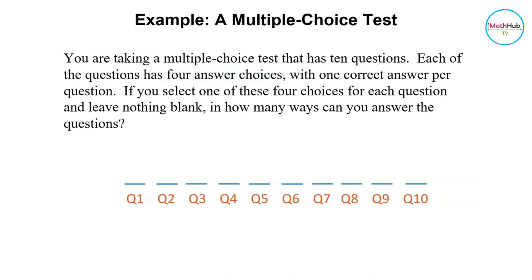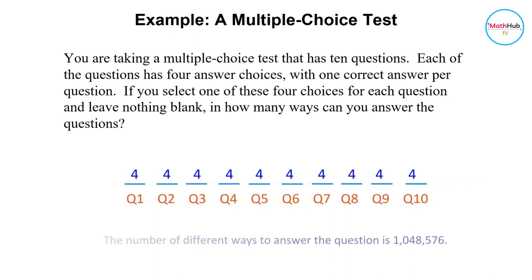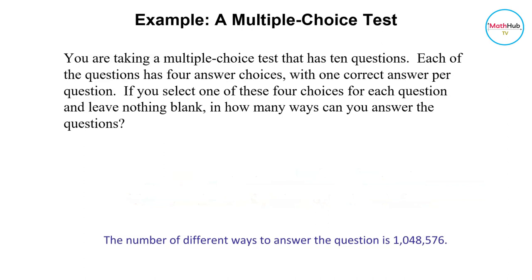Applying the fundamental counting principle, the number of different ways you can answer the questions is 4 times 4 times 4 times 4. These are the 4 choices for each question. So you just multiply 4 by itself 10 times. That gives you 4 to the 10th, and that is equal to 1,048,576 different ways you can answer the 10 questions.